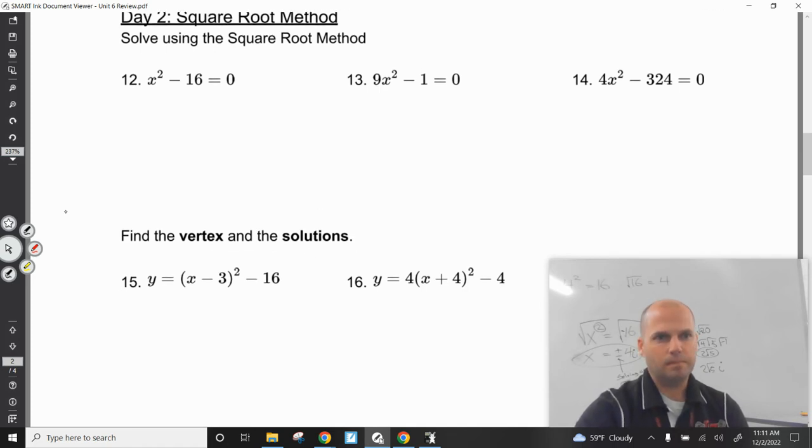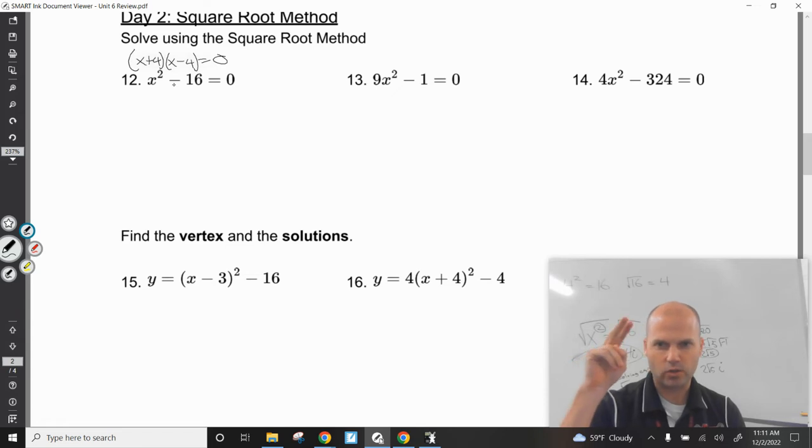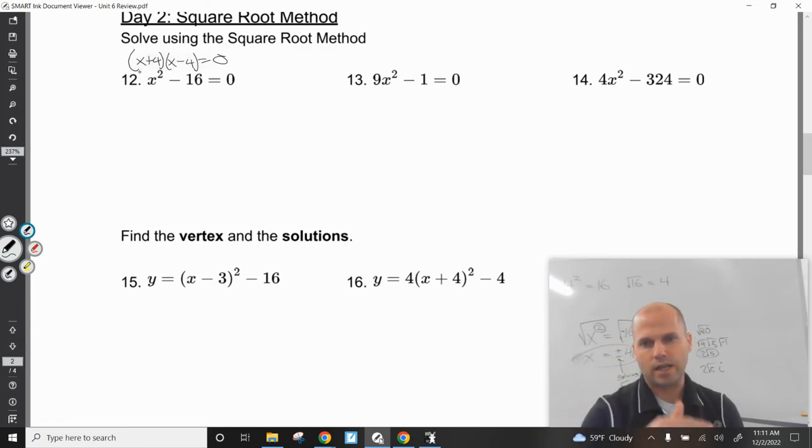All right, moving on. Now we're going to go back to what we did last unit, and we're going to solve these quadratic equations. Last unit, we would solve this equation by factoring. This ends up being x plus 4, x minus 4 equals 0. This is the whole difference of squares, or DOS. Your answers are negative 4 and positive 4. Okay, so that's what I'm expecting to get. I'm going to get the same answers a different way by using square roots.